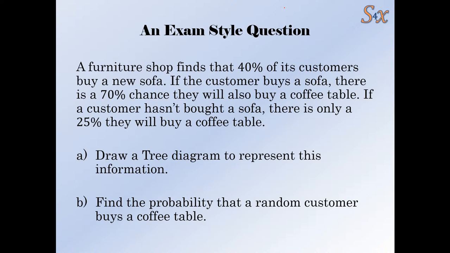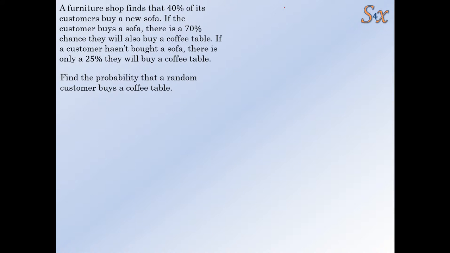Okay, hopefully you've had a chance to have a quick go at that question, or at least have a think about it. So we'll go through it now. So the first branch is going to be whether or not the customer buys a sofa. So we'll call this S for sofa, and we'll say not sofa here. Okay. The probabilities for that were 40%. I'm going to write 0.4. Buy a sofa, 0.6, don't buy a sofa.